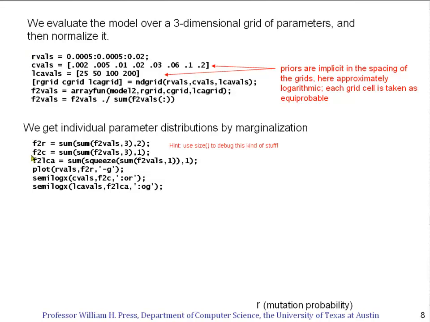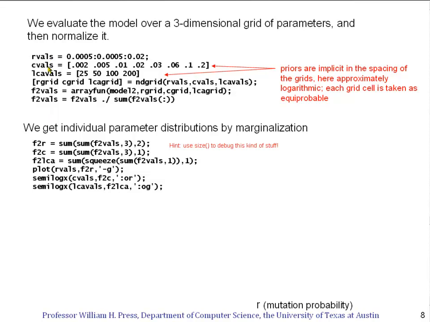Similarly, if we're interested in the distribution of probability of non-paternal events, we have to sum over 3, and then we have to sum over 1 to get rid of the R vals, and we're left with a distribution over C. And finally, if we're just interested in the distribution of that parameter last common ancestor, we have to sum over R vals and C vals.